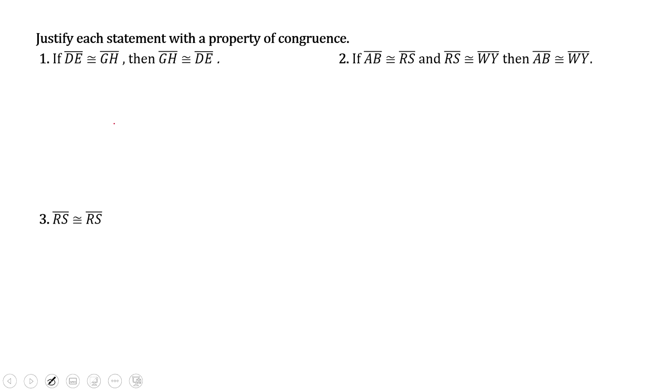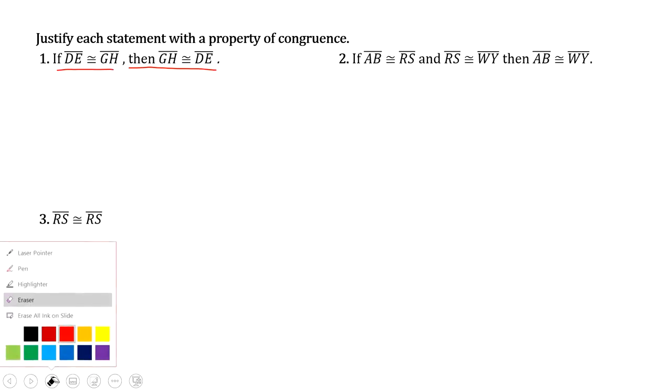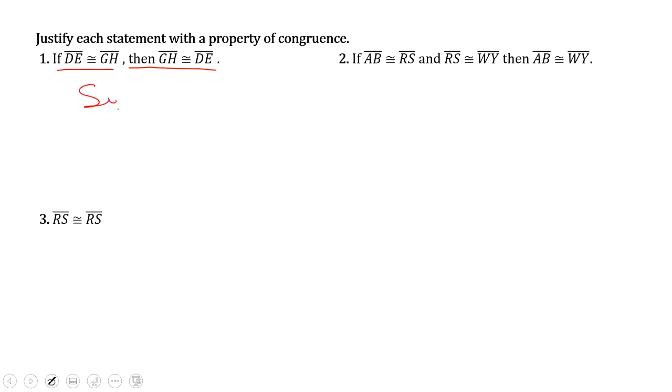Okay, so we have our answers. We have to go through it and figure out what it is. So we're told if DE equals GH, then GH equals DE. Oh, look, they just flipped the numbers around. So that is our symmetric property. And I just spelled symmetric wrong. It is though. The symmetric property of congruence.